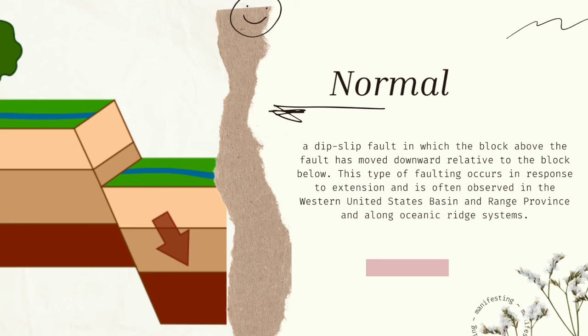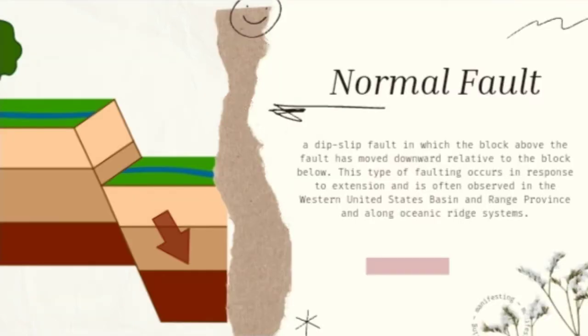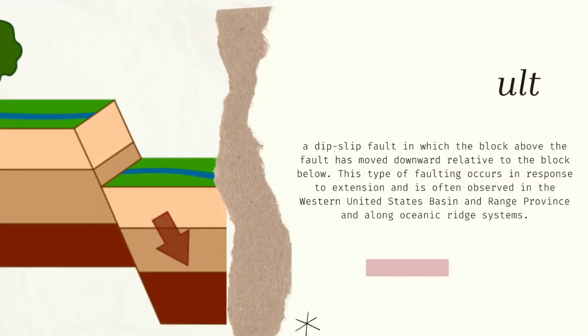There are types of fault. The first one is normal fault. A dip-slip fault in which the block above the fault has moved downwards relative to the block below. This type of faulting occurs in response to extension and is often observed in the western United States, Basin and Range Province, and along oceanic ridge systems.